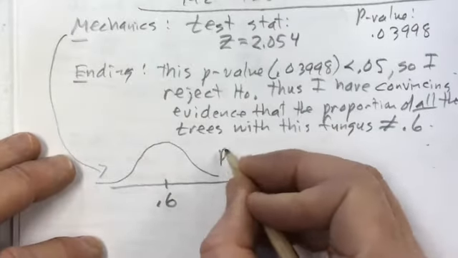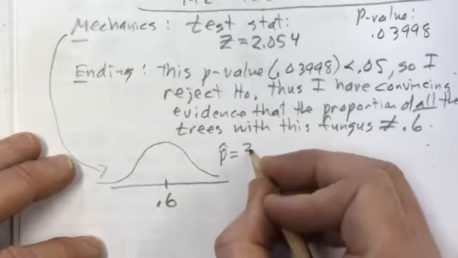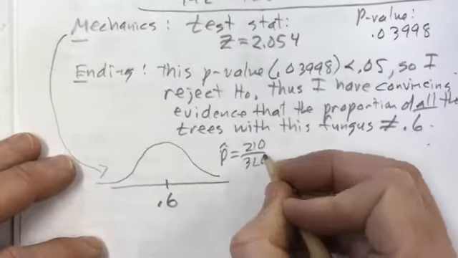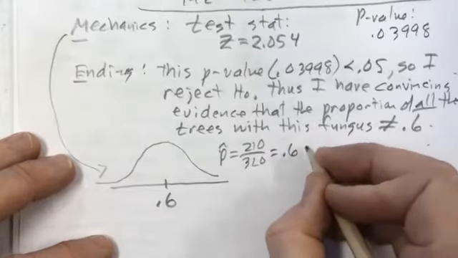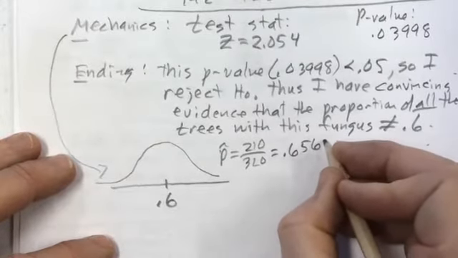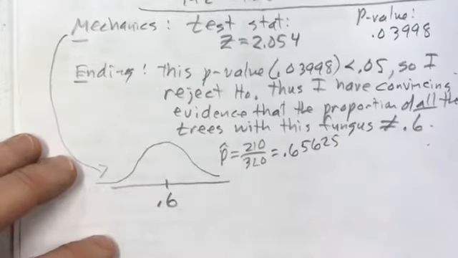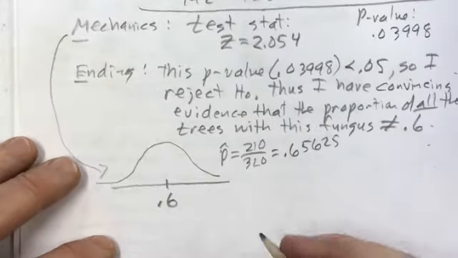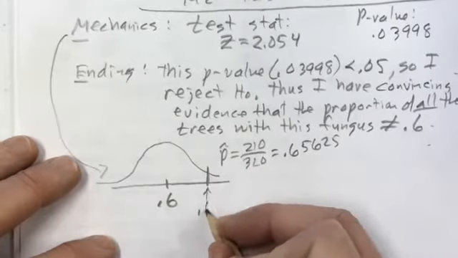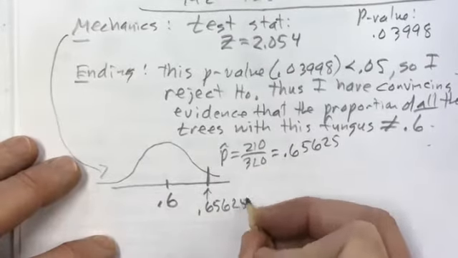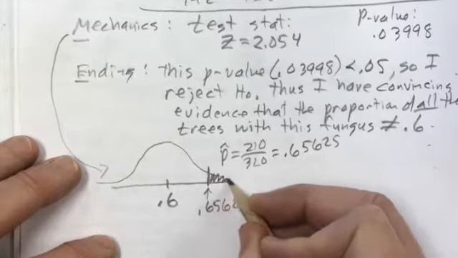Now our p hat, our sample value, is 210 out of 320, and that in fact is equal to, I believe, 0.65625. Okay. And so that is somewhere over here, 0.65625. And so we need this area.